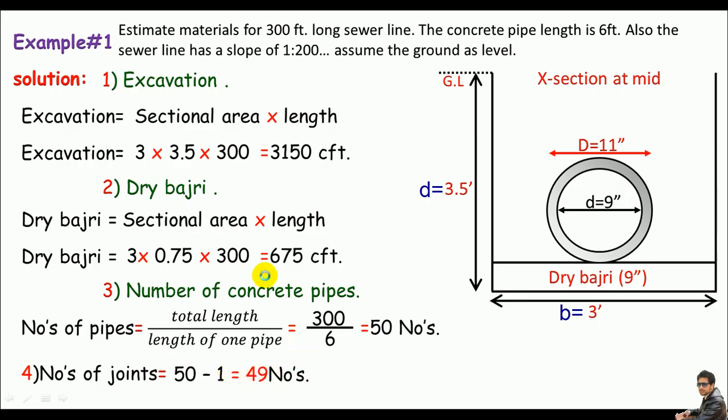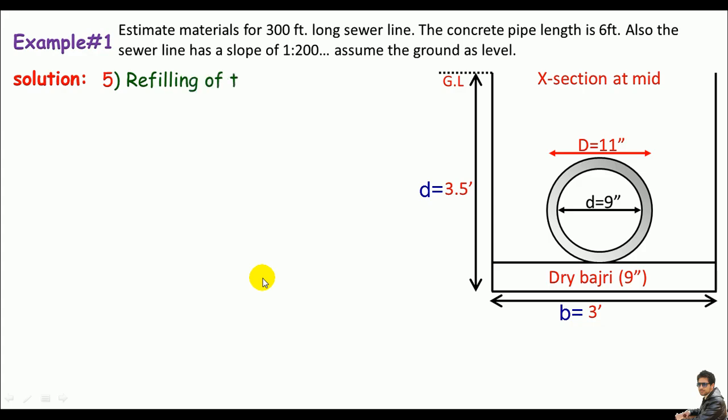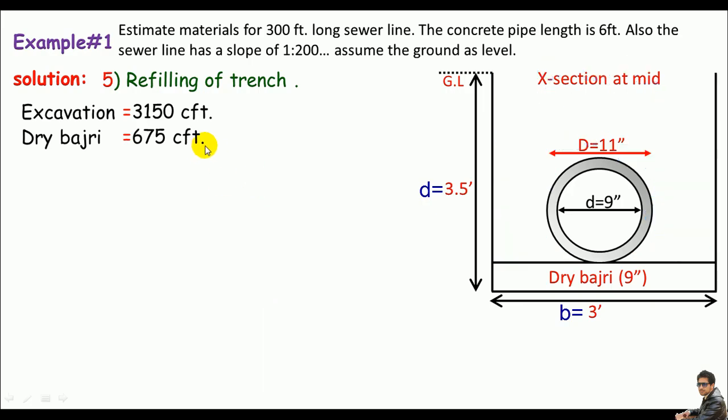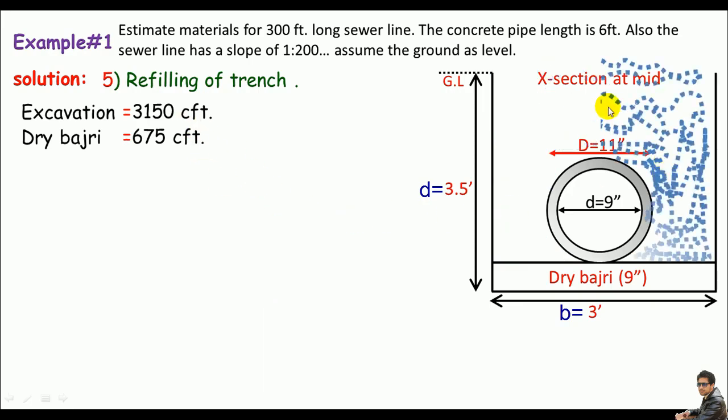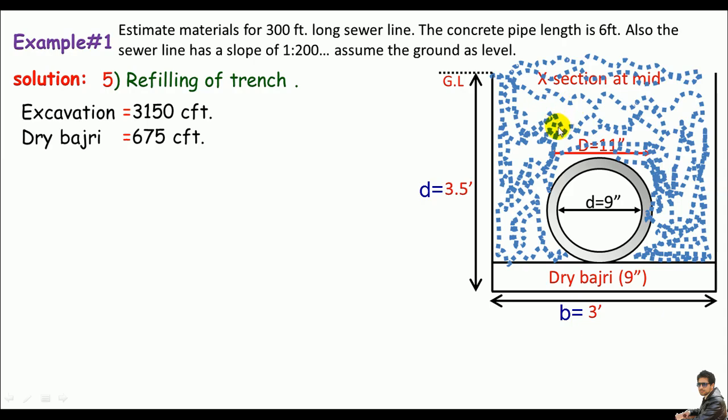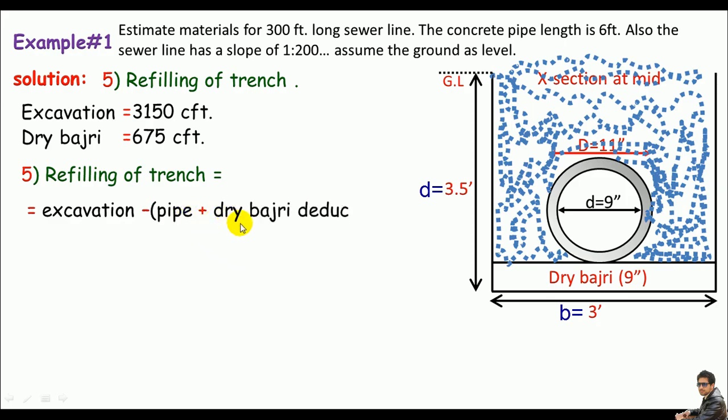And finally, the refilling of the trench is required over here. Remember, the excavation is known, and the dry brickwork volume is also known. So what's the total refilling? Just look at all these dots. These blue dots represent the refilling of the trench. I'll deduct the volume of the pipe and the volume of the dry brickwork from the total excavation. So the refilling of the trench is the total excavation minus the pipe volume plus the dry brickwork deduction.